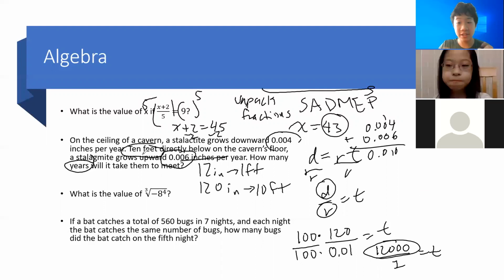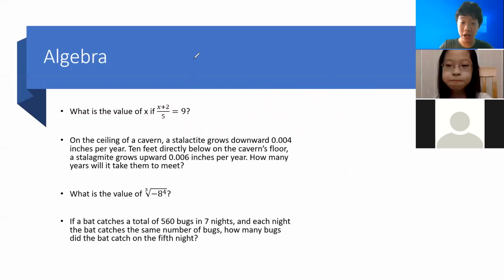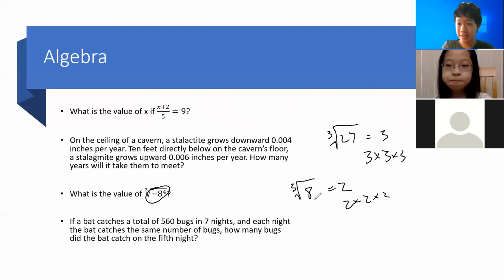Okay? So some of the strategies you need to use are turning word problems into equations that you can then do math with. Next one is actually an order of operations kind of problem. If you don't know what this is yet, this is called a cube root. Whenever we have a cube root on something, it says we want to find the number that multiplies by itself 3 times to get whatever's inside. For example, the cube root of 8 is 2, because if we multiply 2 by itself 3 times, we get 8. Similarly, the cube root of 27 is 3, because 3 times 3 times 3 is 27. And 2 times 2 times 2 is 8. So that's what the cube root means.